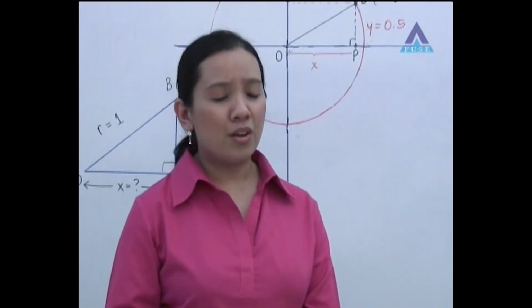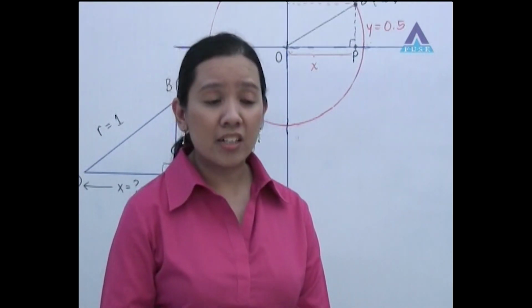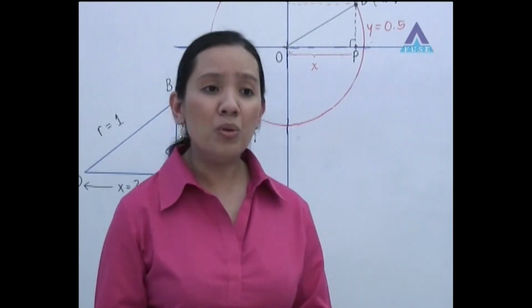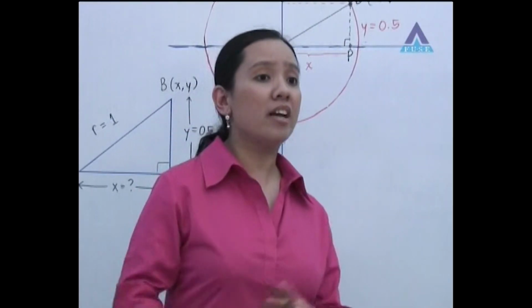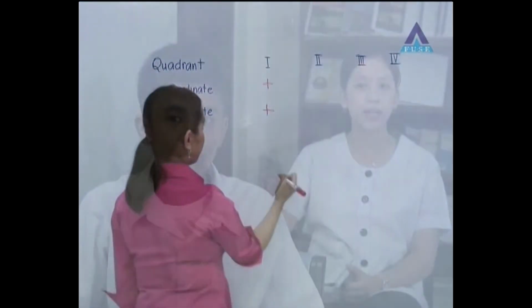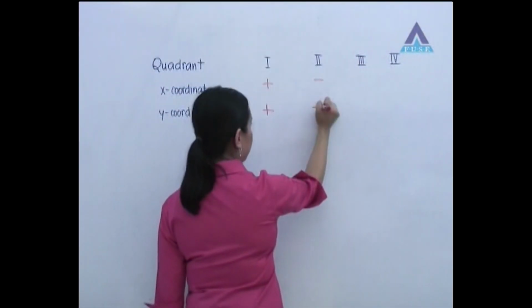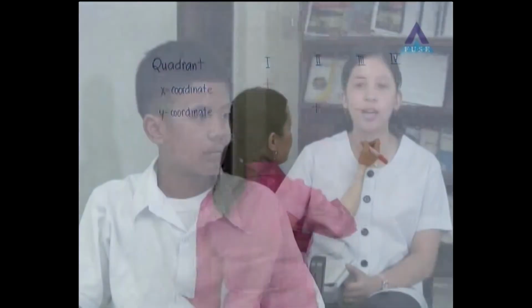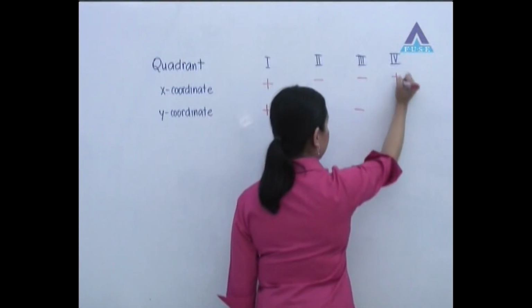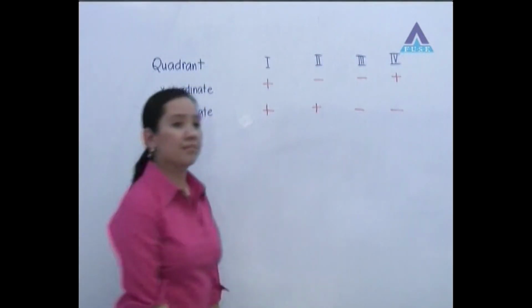That's correct, Paolo. So, what if a point is on the second, third, or fourth quadrant? What do we consider in getting the coordinates? We will consider whether the abscissa or the ordinate is positive or negative in a given quadrant. How? Yes, Jan? If the point is in the first quadrant, both its x and y coordinates are positive. In the second quadrant, the x-coordinate is negative and the y-coordinate is positive. In quadrant 3, both coordinates are negative. And in quadrant 4, the x-coordinate is positive while the y-coordinate is negative.